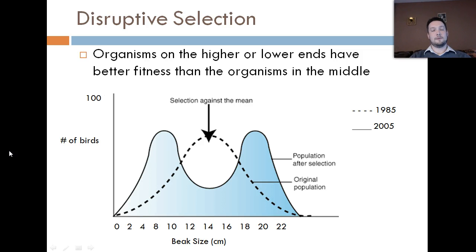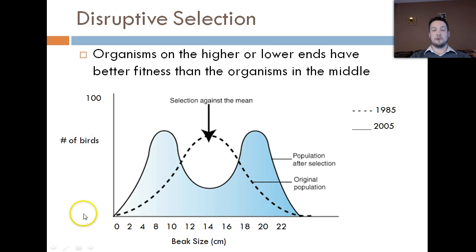Our third type is the opposite of stabilizing selection. It's called disruptive selection. And you'll see here from our graph that we start out with the same normal bell curve, the dotted line, the original population. Here, it's actually worse to be average. It's better to be on one end of the spectrum or the other.